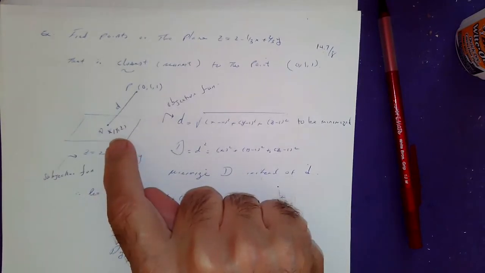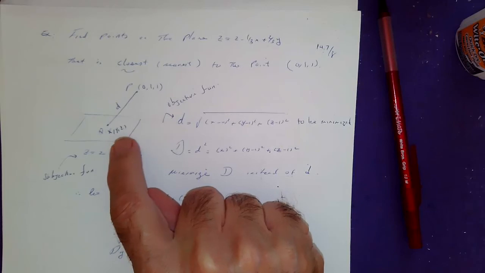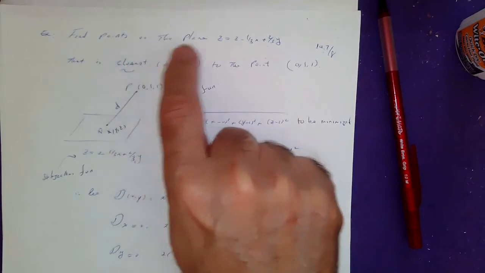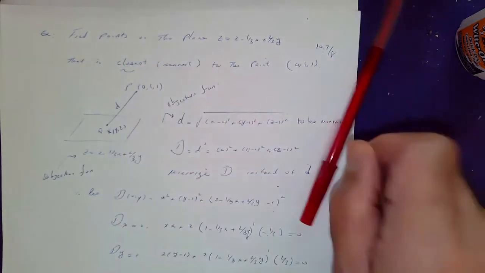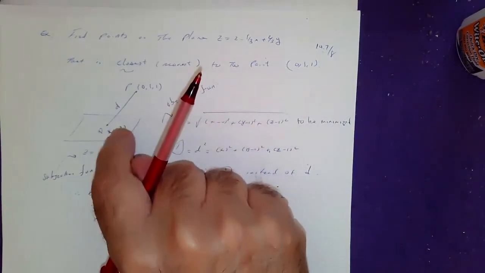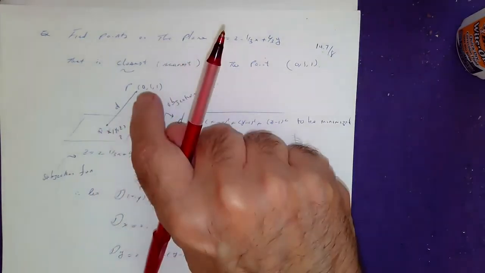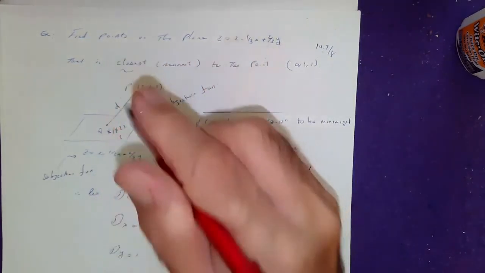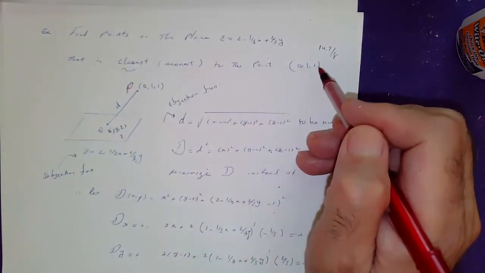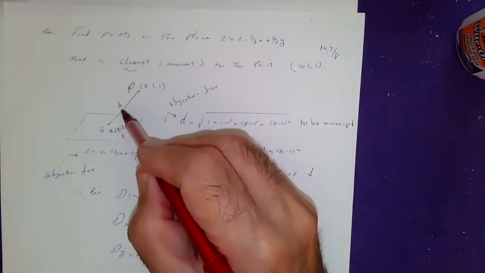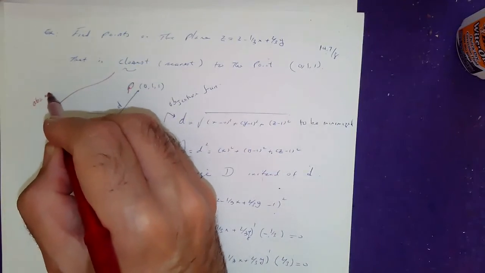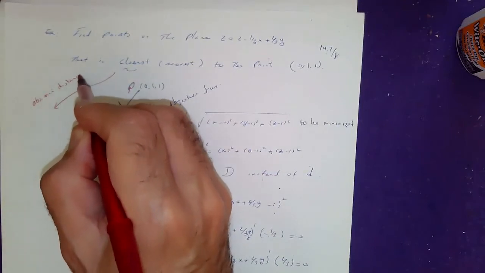Well, select the general point on the plane, call it (x, y, z). You're trying to minimize the distance. That's what this says. It says find the points on the plane. So this is my unknown right here. Where would I put my finger on the plane such that the distance between the point on the plane and the point off the plane, which is given to me as (0, 1, 1), is minimum? In other words, what I'm looking for is absolute minimum distance.